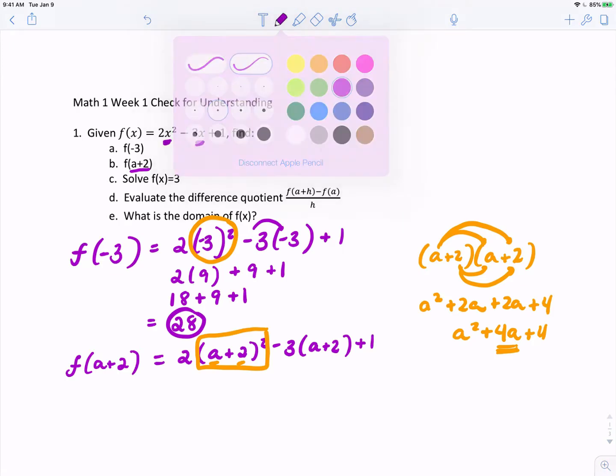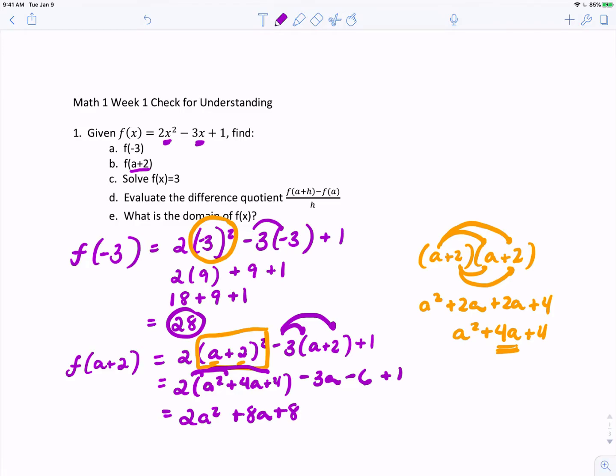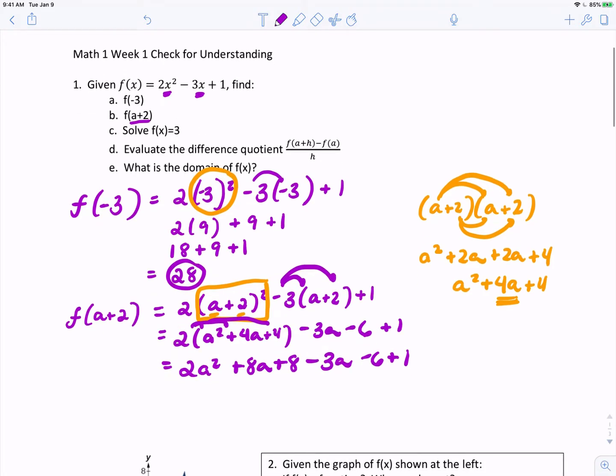All right, so we have so far 2 times, this turned out to be a squared plus 4a plus 4. Let's go ahead and distribute here. That's minus 3a minus 6, and then we have a plus 1. So now we'll distribute here. We have 2a squared plus 8a plus 8 minus 3a minus 6 plus 1. And so now we'll gather our similar terms.